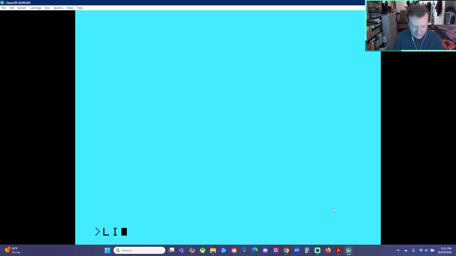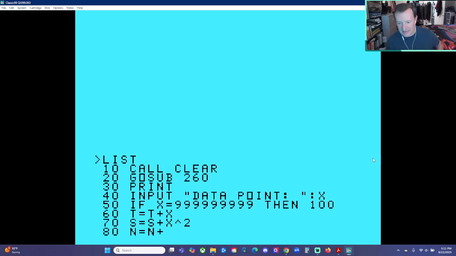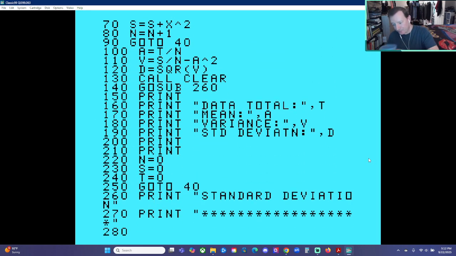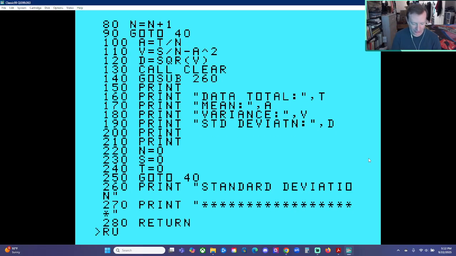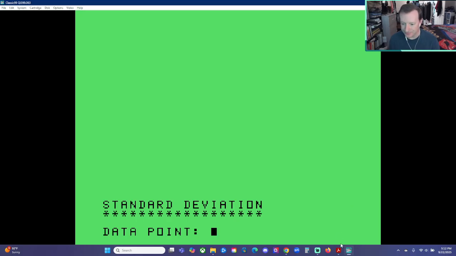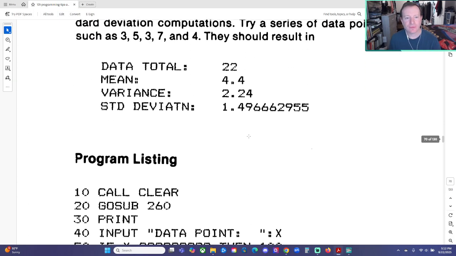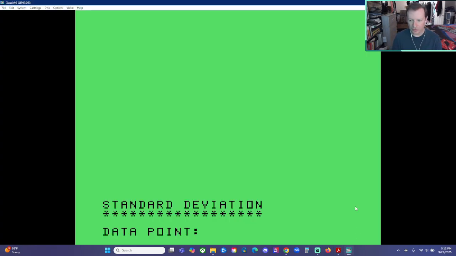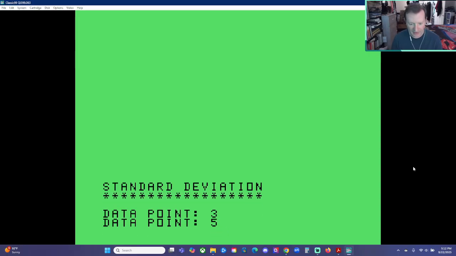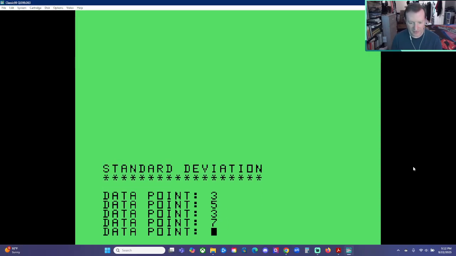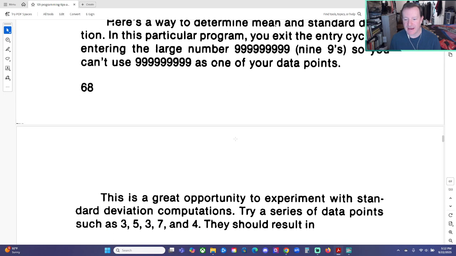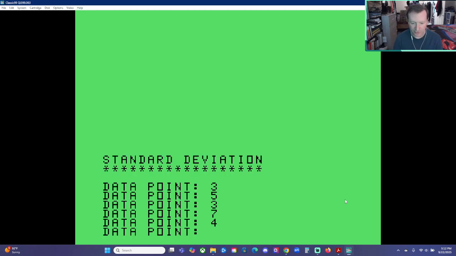Okay, I'm going to list the program, looking for any obvious typos, syntax errors, math errors, nothing at a glance. Let's run it, and we'll test it with the data suggested by the book here. So 3, 5, 3, 7, and 4. And then, as the program indicated, we're going to use 9 nines as our way out of the data entry loop here.